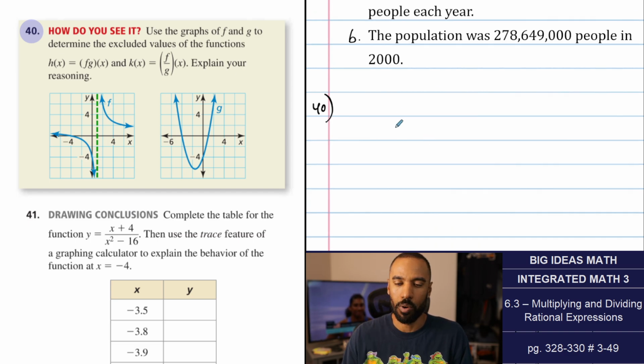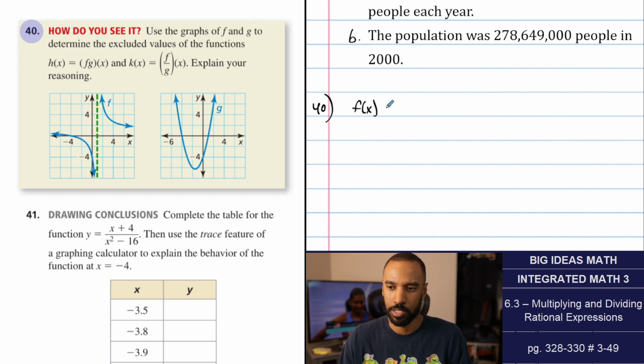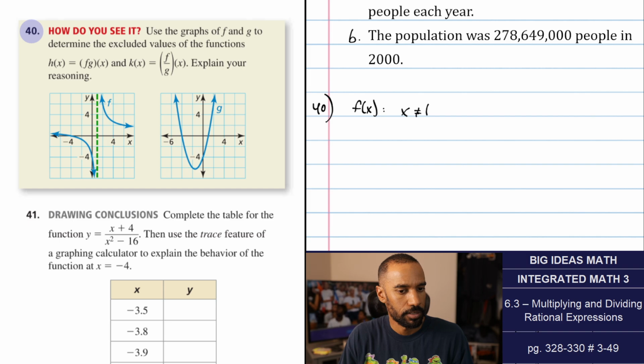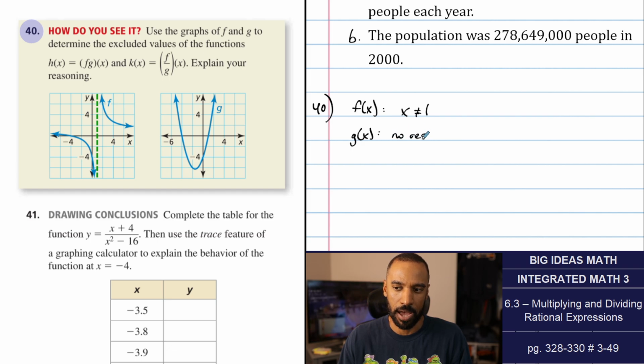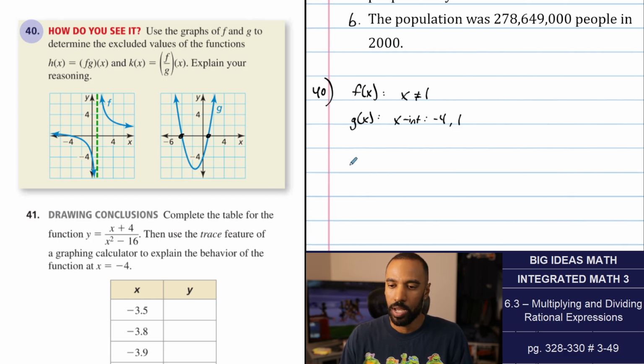But this one, x can't equal 1 for f of x. For g of x, we good. G of x, no restrictions. Now they're talking about, however, what I think I need to bring up is what values of x give me 0. So actually, here we go. The x-intercepts, because we're going to do f divided by g of x at some point. So forget the no restrictions part. X-intercepts, the values of x that give me 0 are -4 and 1.